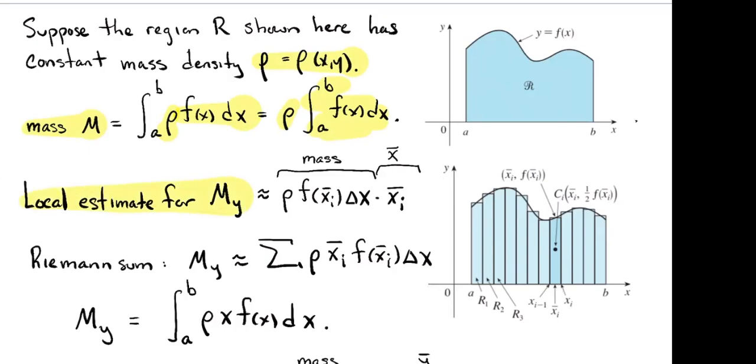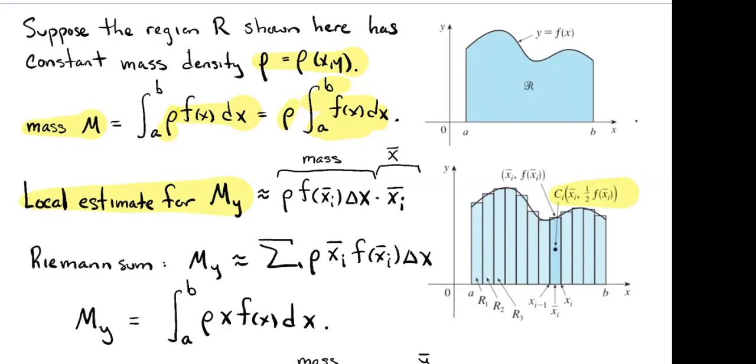So let's make a local estimate for the moment about the y-axis. Okay, so look down here in this picture. I'm looking at just this one rectangle, right? So I'm cutting the region up into a bunch of rectangles, usual Riemann sum kind of thinking, and I'm just looking at this one. And I am going to use this picture. It's a little bit hard to see, but the author is telling us the centroid of the rectangle's coordinates right there.